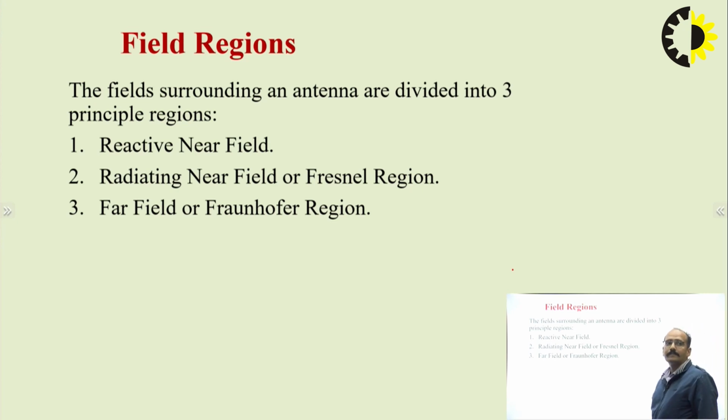Then the field region. Basically, an antenna creates fields in three regions: the reactive near field, the radiating near field or Fresnel region, and the third one is the far field or Fraunhofer region.